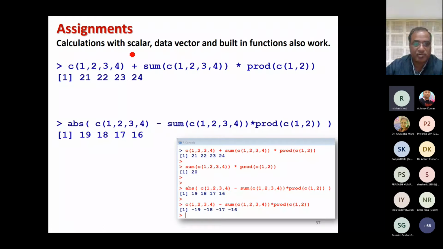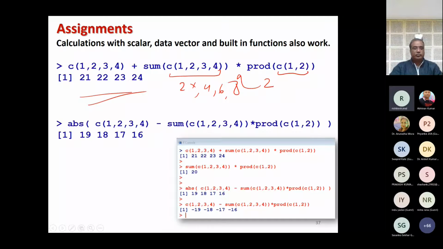Anyway, if you see here, this is the product of C(1, 2). So 1 into 2 is going to be 2. Now this 2 into the star is going to be multiplied over all these elements, which means 2, then 4, then 6 and then 8. Then their sum will be added here. So you can see that the combination of scalars, data vectors and built-in functions is all possible without any problem.